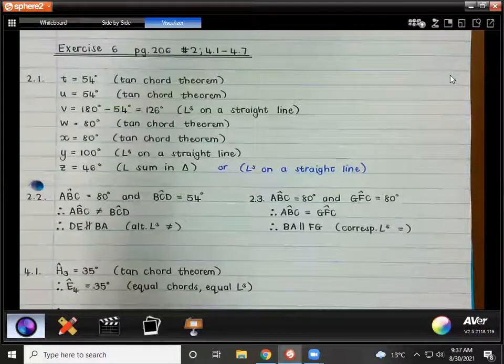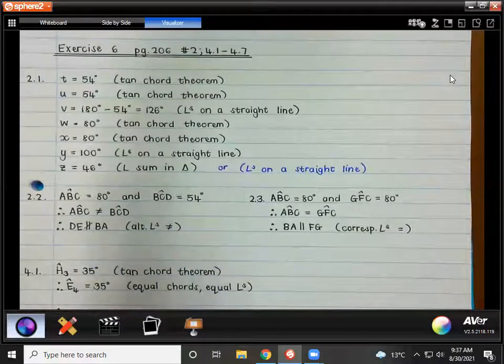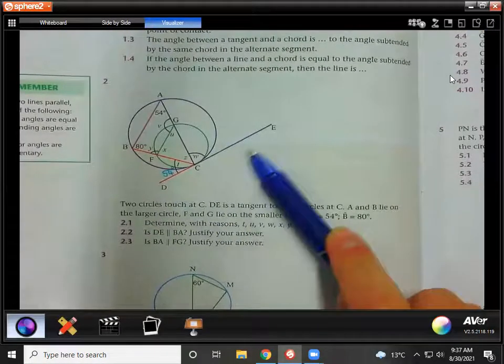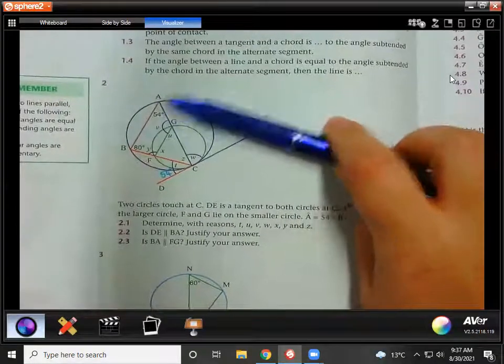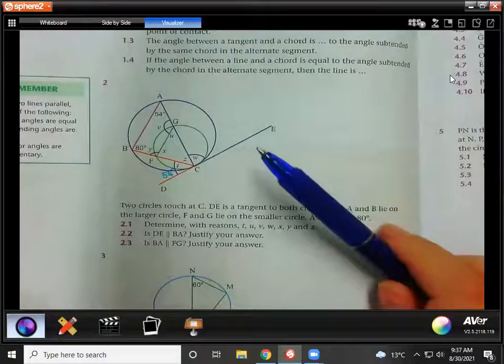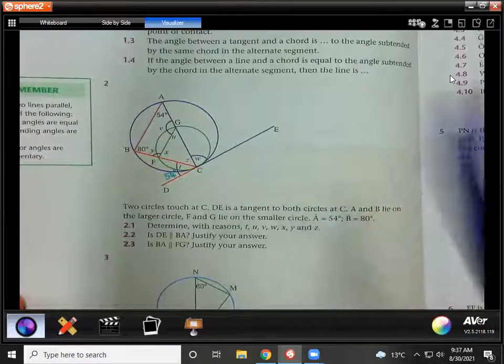Okay, for 2.2 and 2.3, they just asked if the lines are parallel. So in the first one, they were not parallel, DE and BA. I just want to show you quickly. So DE is the tangent. They're asking, is this tangent parallel to BA? Now on the picture, obviously it looks like they're not, but we can't just go on that. We have to prove that they're not parallel or parallel.